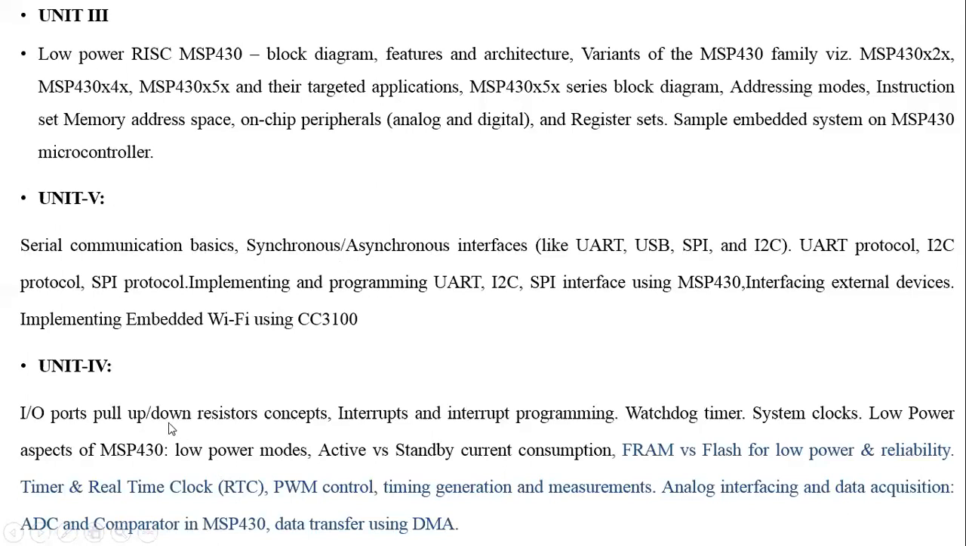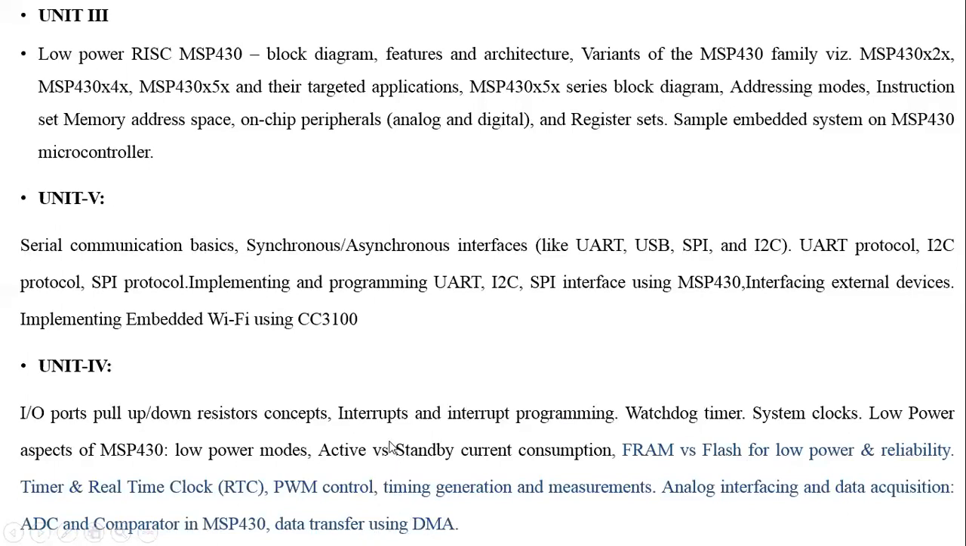In the fourth unit, we studied pull down resistors, interrupts. Interrupt programming is not there. Programming is not there, so we'll cover it later. Then watchdog timer, system clock, low power modes, that is active mode versus standby current consumption. Up to this, we studied in MSP430. Today we will study FRAM and flash for low power and reliability, and timers. Timers means Timer A and Timer B, and data transfer using DMA.